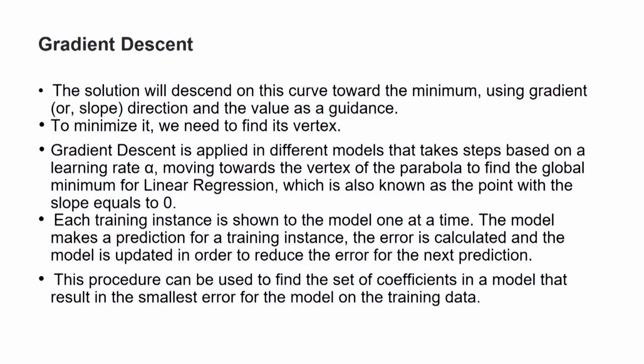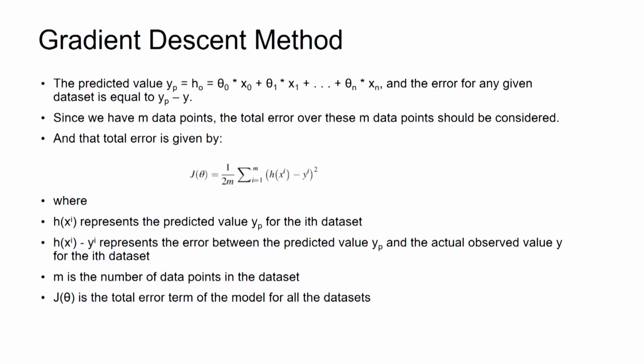These steps go on until they satisfy some termination criteria. So, we need to define some termination criteria like number of steps, or if this error is less than some threshold value, or there are many other termination criteria that we can talk about. So, this is the basic idea behind gradient descent.